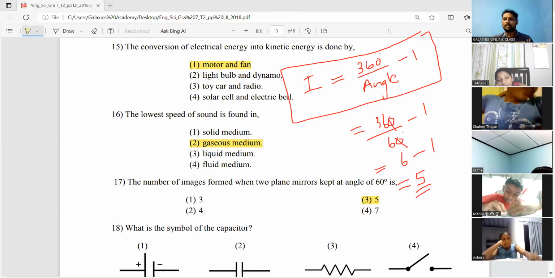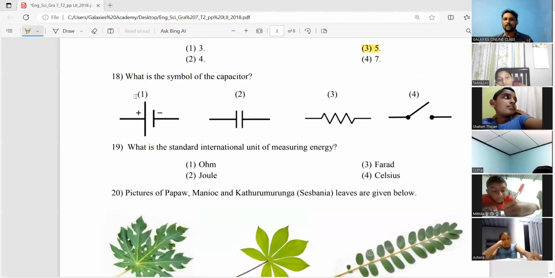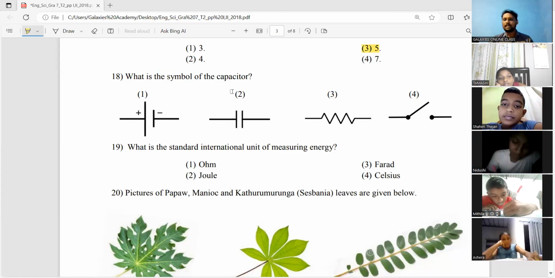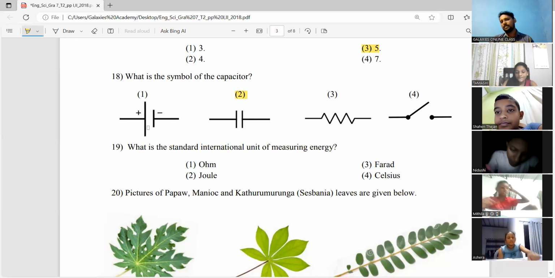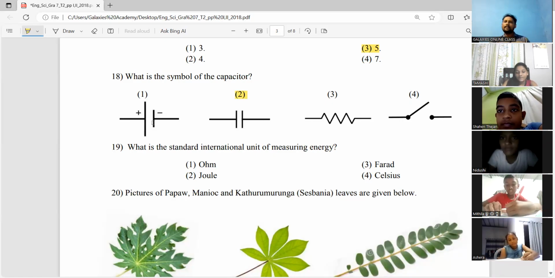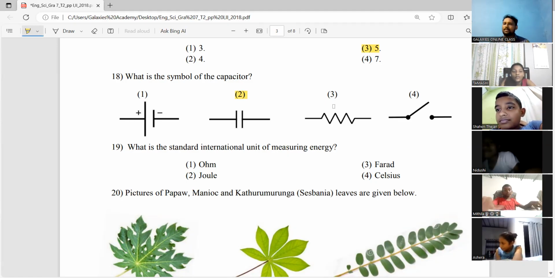Right, then look at the next question, number 18. What is the symbol of the capacitor? What is the correct answer? Second one. Can you tell me what is the represented item of the first one? Dry cell. Third one?